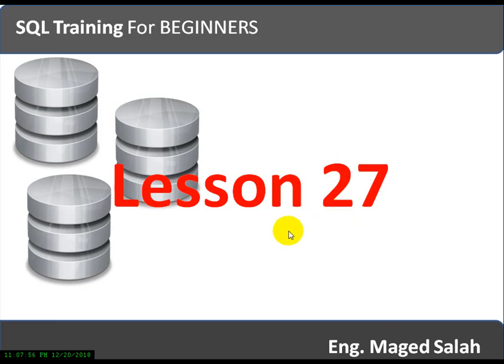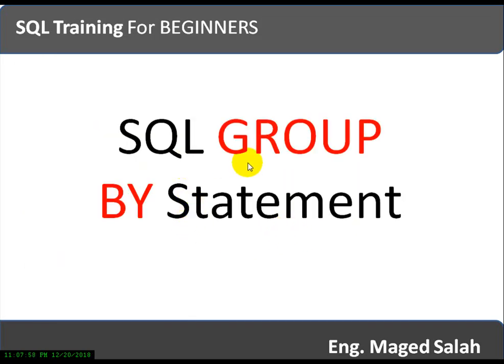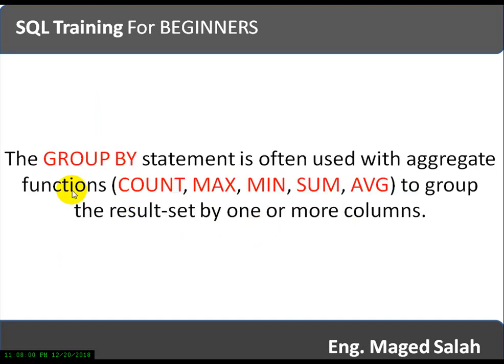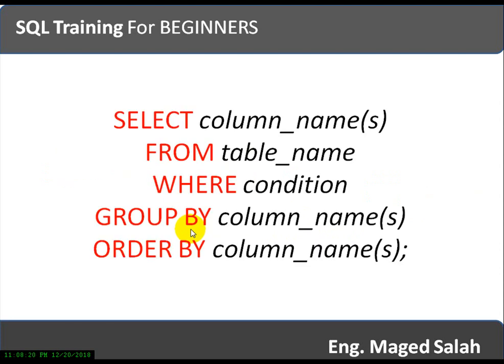Let's start lesson 27, SQL GROUP BY statement. The GROUP BY statement is often used with aggregate functions like COUNT, MAX, MIN, SUM, and AVG to group the result set by one or more columns. GROUP BY syntax: SELECT column_name FROM table_name WHERE condition GROUP BY column_name ORDER BY column_name.